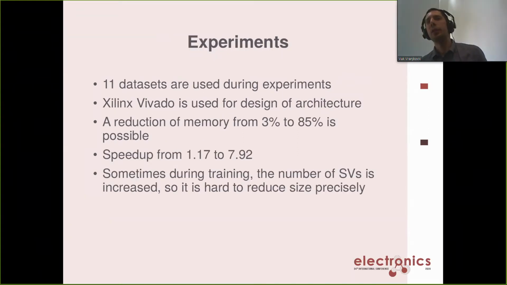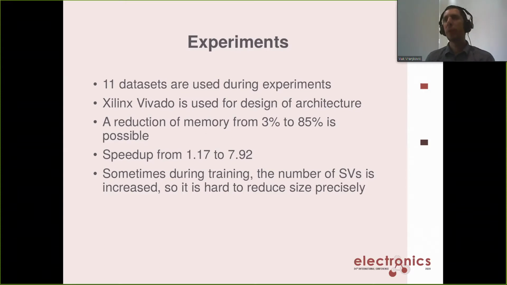Then we did some experiments. We used 11 data sets during experiments, mostly standard data sets, which are used in this field. For the design of the architecture, we used Xilinx Vivado. That's a standard Xilinx tool for creating digital IPs. In experiments, we show that reduction of memory is possible from 3 to 85%, and it is possible to speed up calculation from 1.17 to 7.92.